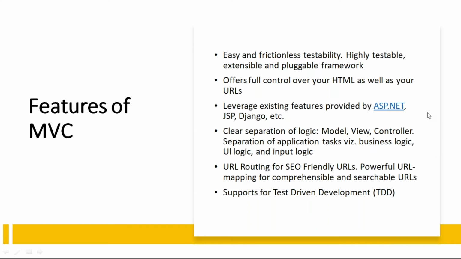Then you have URL routing for search engine optimization: friendly URLs, powerful URL mapping, and comprehensible, searchable URLs. MVC is good in terms of helping you with URL mapping and search engine optimization. It helps a lot. For example, you build your app, and the moment you deploy it, once you go on Google or any of these search apps, you can easily find anything you're looking for from an app that is built via MVC.